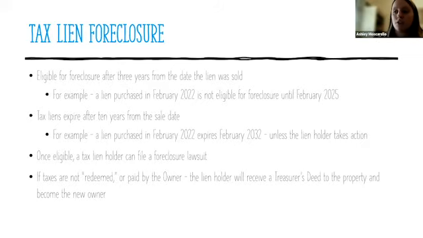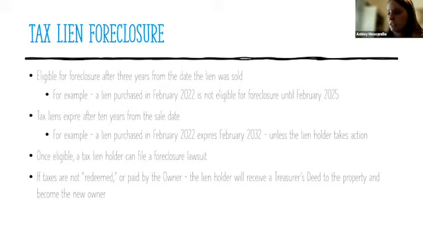And if the taxes aren't redeemed or paid by the owner of the property, or honestly, anyone else, anyone can come in and pay these. But usually it's someone with an interest in the property, not just some benefactor paying off everyone's tax liens. But if the foreclosure lawsuit comes to its conclusion because no one's paid the amounts that are owed, what the lien holder ultimately ends up with is a treasurer's deed to the property, and then they become the new owner. At that point, they record their treasurer's deed and they're the new owner.